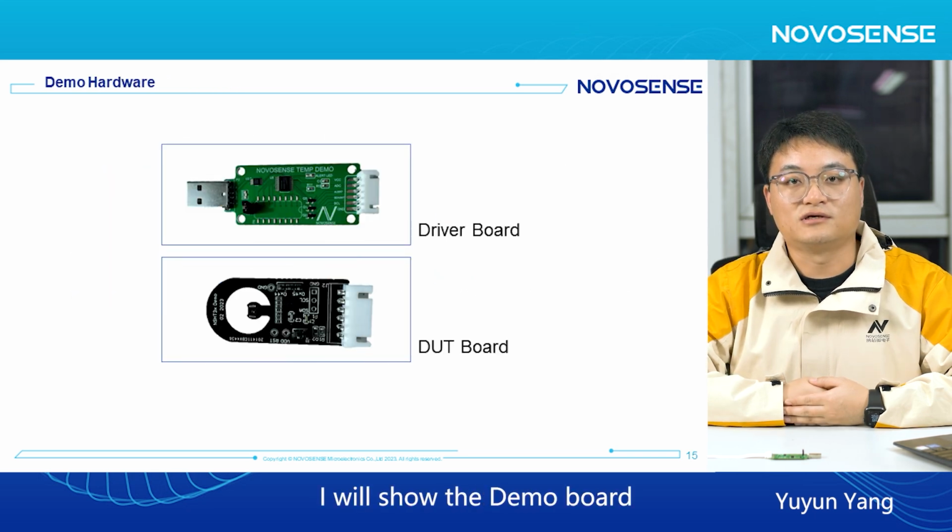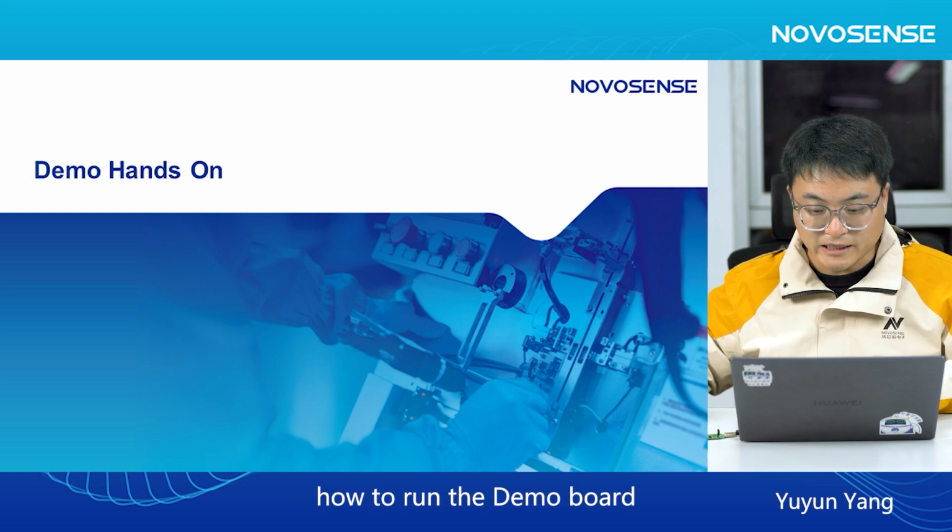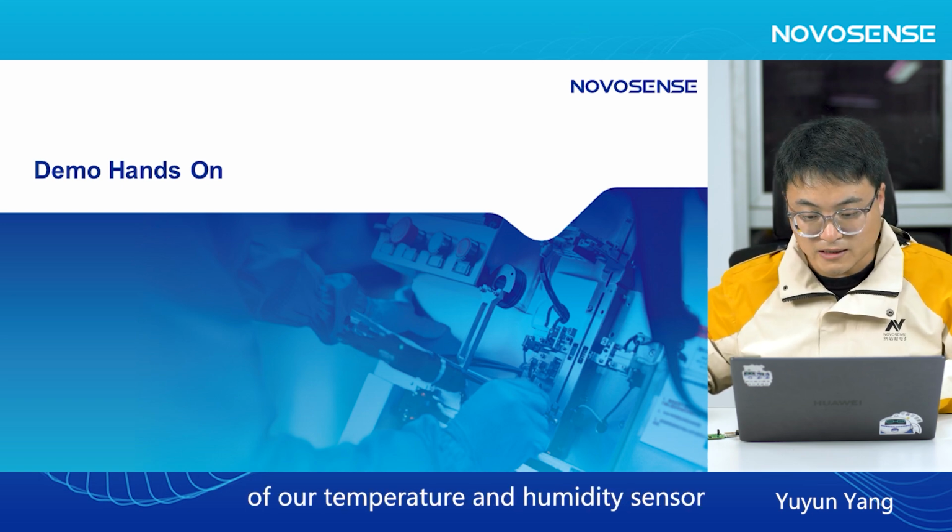Next, I will show the demo board of our temperature and humidity sensor. The upper part is the MCU board based on STC design, and the lower part is the DUT board for our temperature and humidity sensor. Now, I'll demonstrate how to run a demo board for our temperature and humidity sensor.